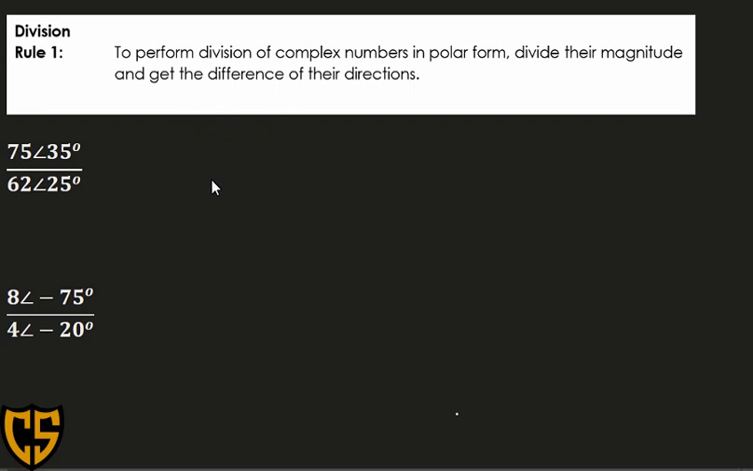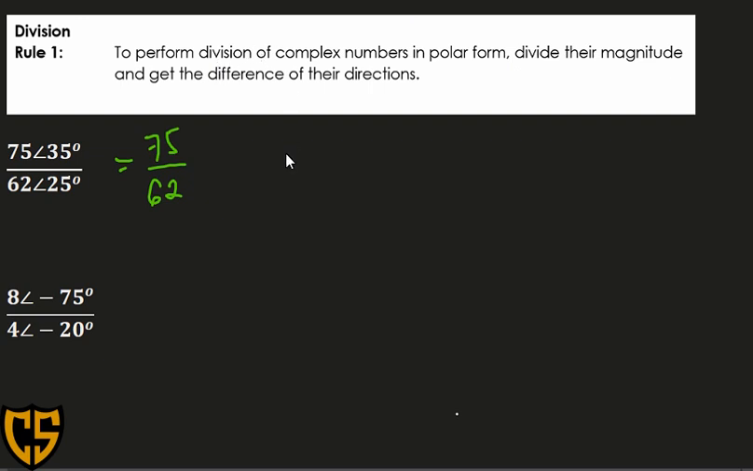If the numbers are not in polar form, it is a bit harder to perform the division, unless you are required to perform the operation using rectangular form. The best way, if not required otherwise, is to transform it into polar form so that it is easier to manipulate the equation. So, we divide the two magnitudes. Automatically, we will have 75 all over 62.